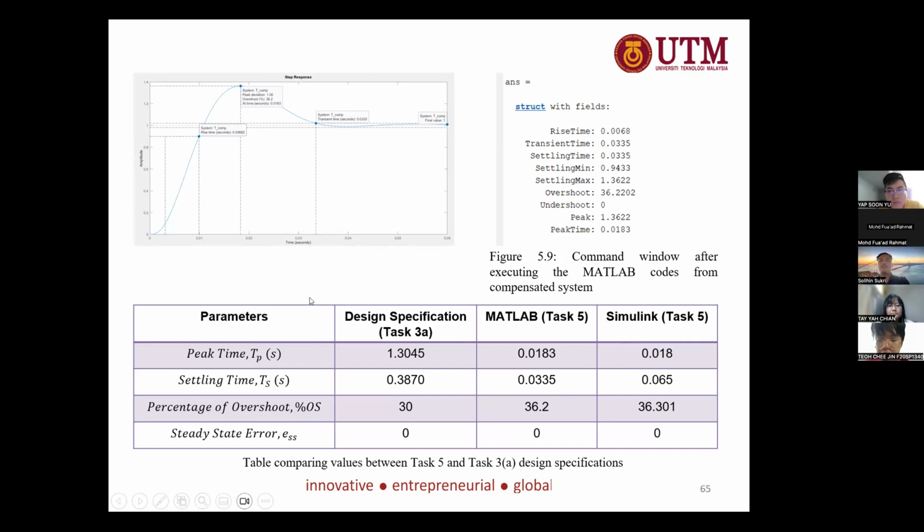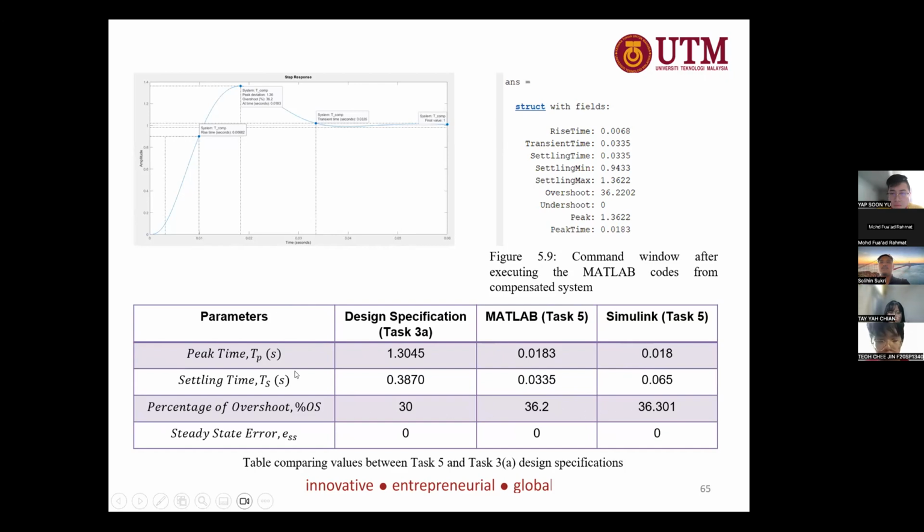So this is the table comparison between the MATLAB script and also Simulink. We'll notice that the values slightly deviate, especially for the settling time. For the peak time, they are equivalent at 0.018 seconds, but for the settling time, it slightly deviates by 0.03 seconds between these two. One of the reasons could be the precision issue mentioned by Yap just now.